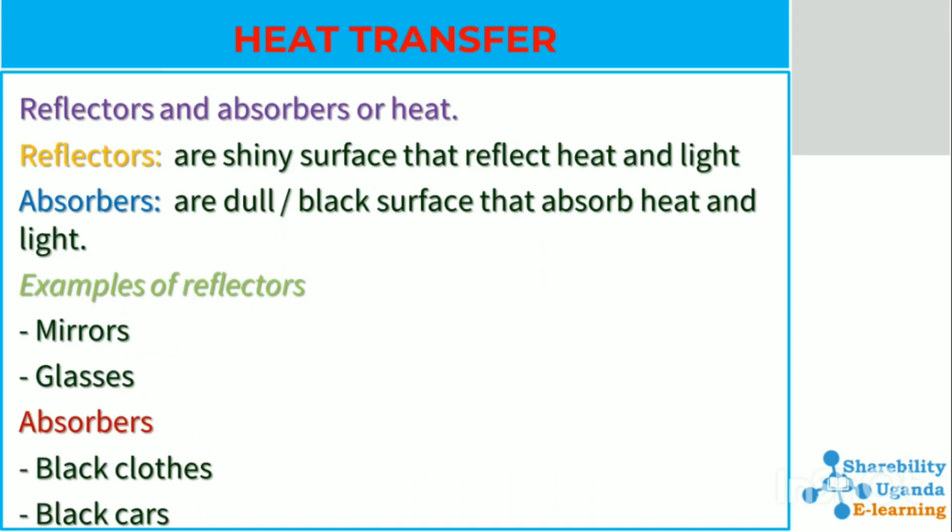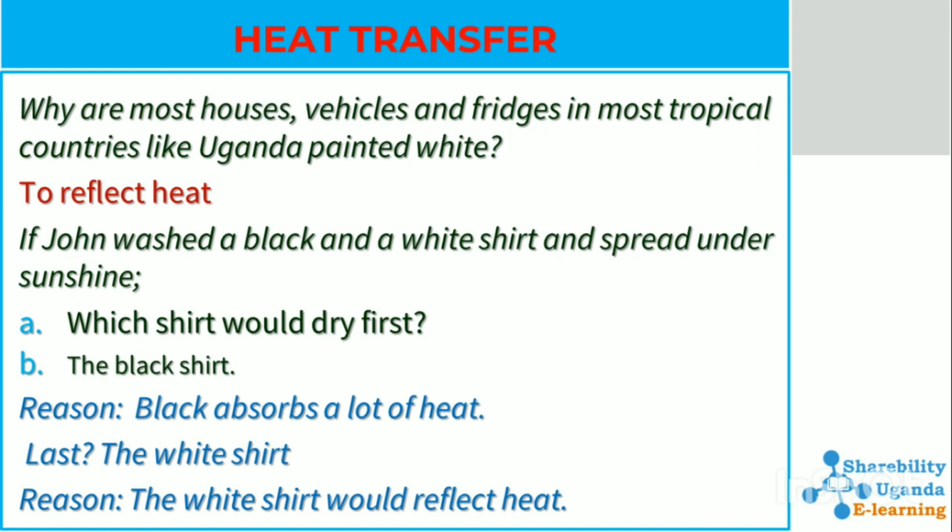Reflectors and absorbers of heat. Reflectors are shiny surfaces that reflect heat and light, whereas absorbers are dull black surfaces that absorb heat and light. Examples of reflectors include mirrors and glasses, whereas absorbers include black clothes and black surfaces.